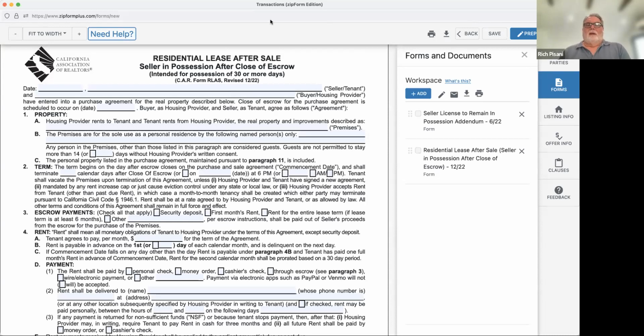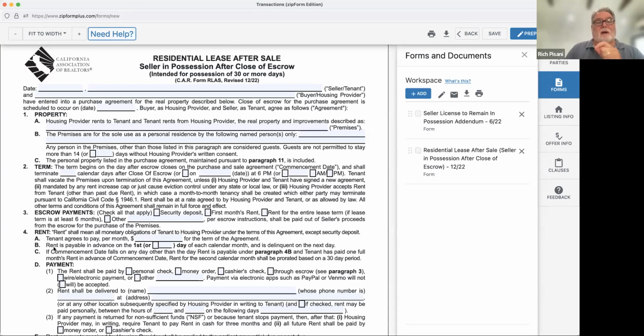Okay. So Dave says, if it's over 30 days, do you do a lease? That's what this form is, because it's called a residential lease after sale. So this is what you have to use, RLAS, if it's 30 days or more. Okay, so this contract could be for the number of days, or it could be a specific date. So there you go.